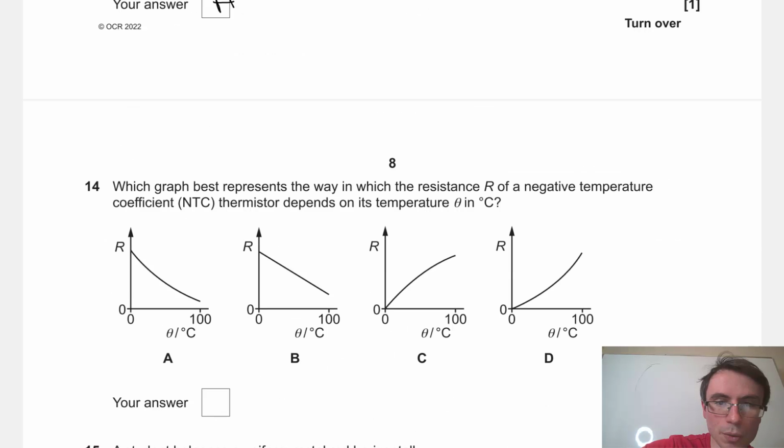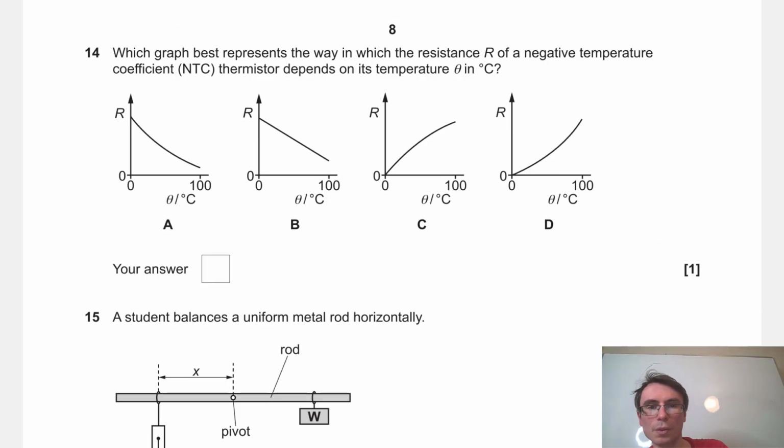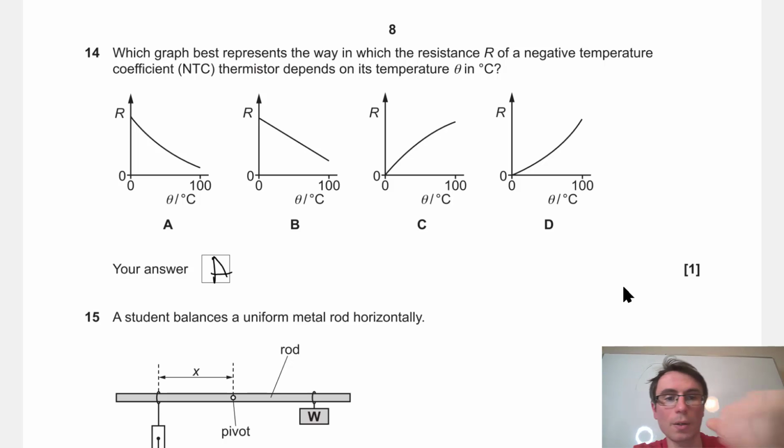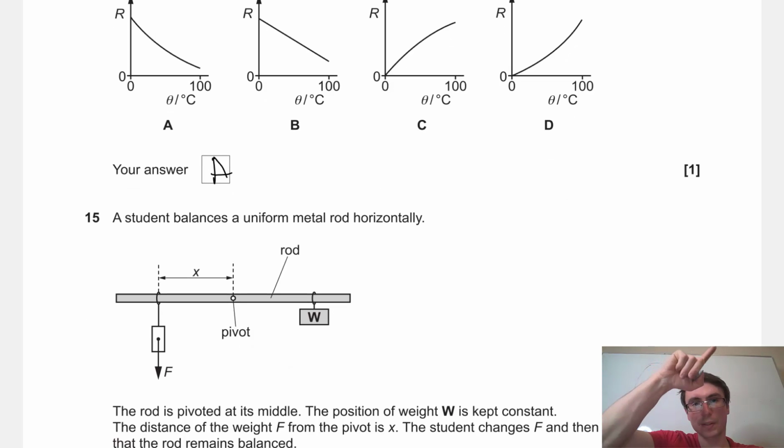Okay, next one. Which graph best represents the way in which the resistance R of a negative temperature coefficient (NTC) thermistor depends on its temperature? Okay, so this is an easier question finally. Correct answer is A. The resistance decreases like so.